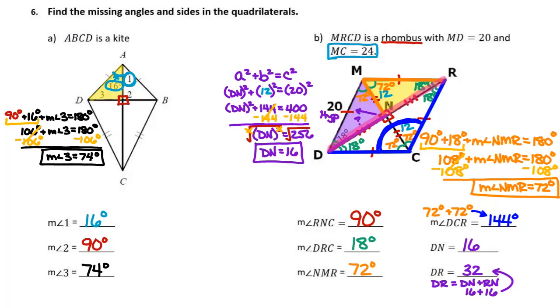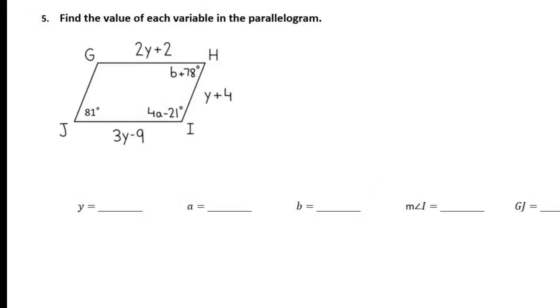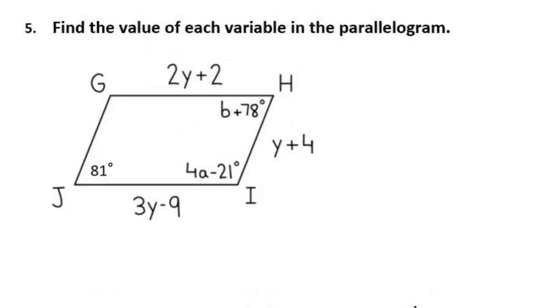Oops. All right, so there's number 6. Number 5 was asked for, and number 13 was asked for. Let's go do number 5 since we're right there, and then we'll go look at number 13. Number 5, we need to find y, a, b, the measure of angle I, and the length of GJ. What kind of a shape are we looking at here?